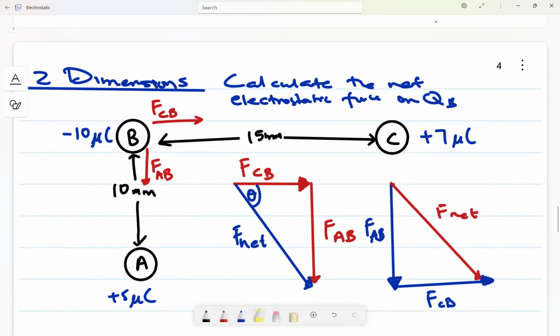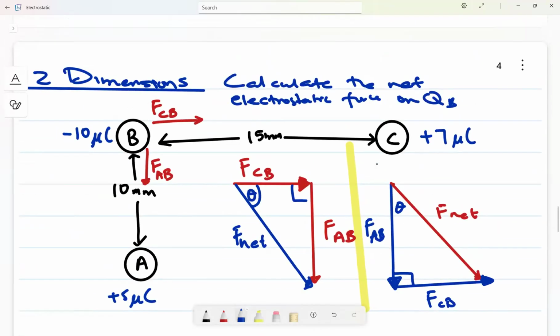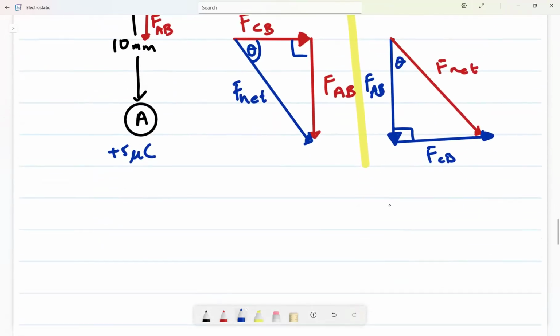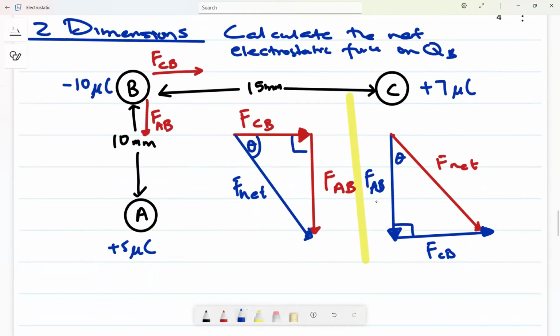Remember, you can do the first one or the second one. Either way, they are correct. Then the angle will be this one. Then this will be 90 degrees like that. So when we calculate the net force, we'll have to apply the Pythagoras theorem. And remember, if it is in two directions, you also need to find a direction.